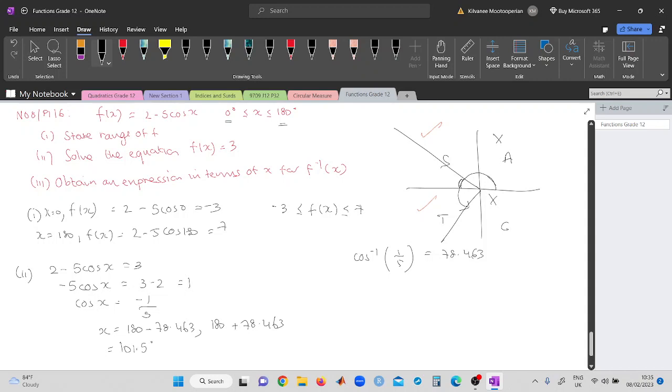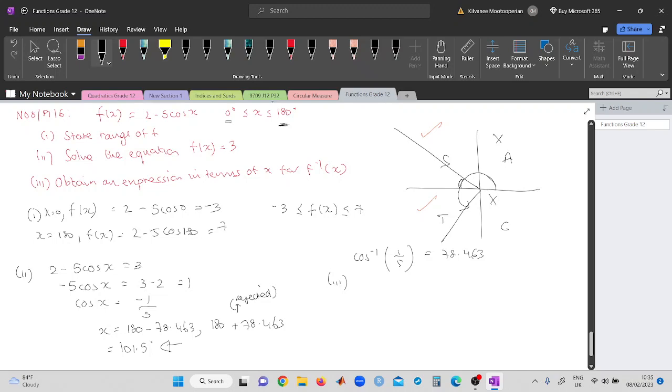Here, with the plus, of course, we get a figure which is greater than 180, which is not in my range of values for x. It is not in its boundary, therefore we can reject that answer. So the value of x is only 101.5. That is the second part.